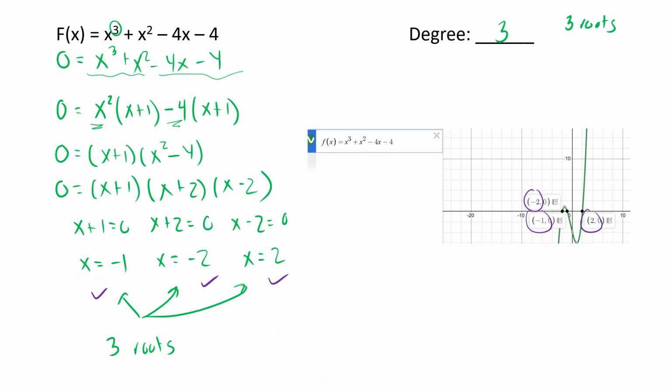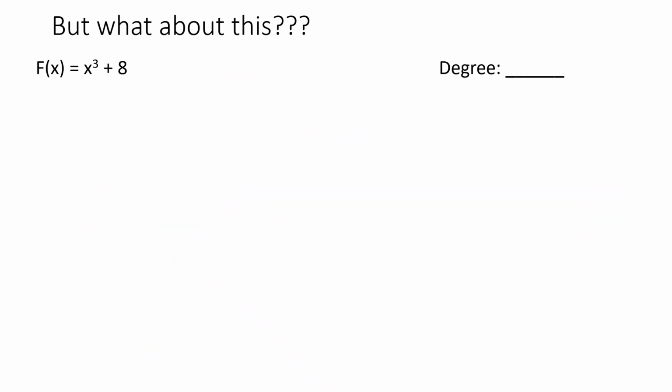Now, this is where it starts to get a little weird. If all of my roots were real numbers all the time, then this would work out nicely and we wouldn't need any other kinds of strategies. We could just graph them all and see what the roots were. But what about this one? This one is also degree 3, so we are expecting 3 roots. And we'll start off the same way.